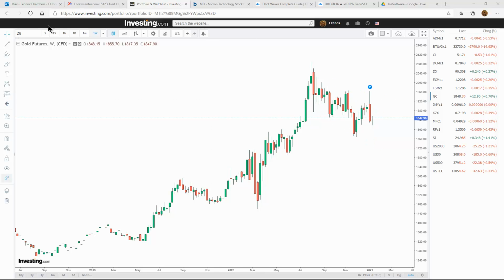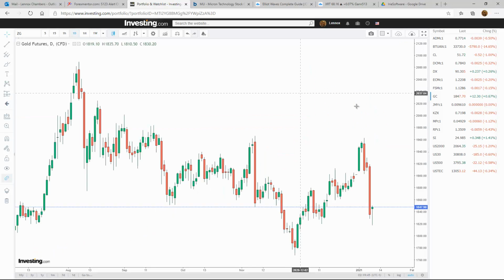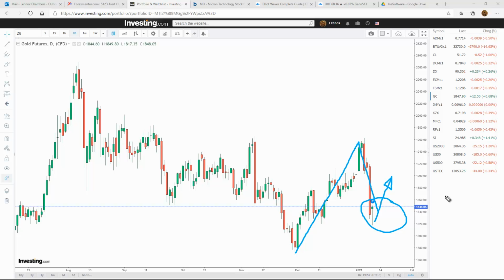So on the daily time frame, we'll see that more clearly. And what it looks like is we're just retracing this move, and it looks like a legitimate turnaround for gold to the upside forthcoming. Okay, so a little bit of strength going to be happening in gold going into this week.